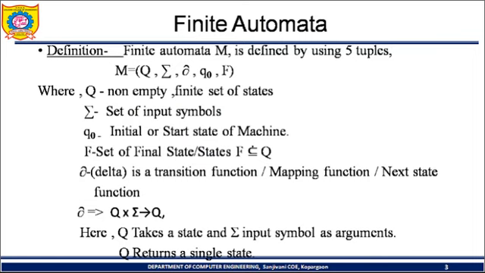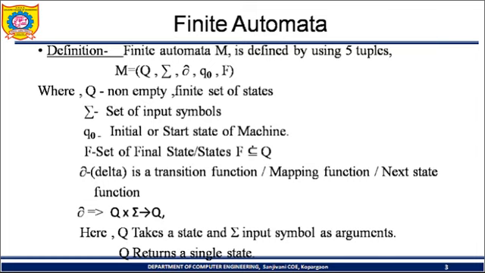Here, we know that finite automata is defined by using a five tuple. Let us consider capital M is equal to capital Q, summation, delta, initial state and final state, where Q is the finite non-empty set of states, meaning how many states are required to represent the given problem definition by means of finite automata. Summation is the set of input alphabet. Q0 is the initial or start state of the machine. Capital F is the set of final states, because we may have more than one final state for the given finite automata.